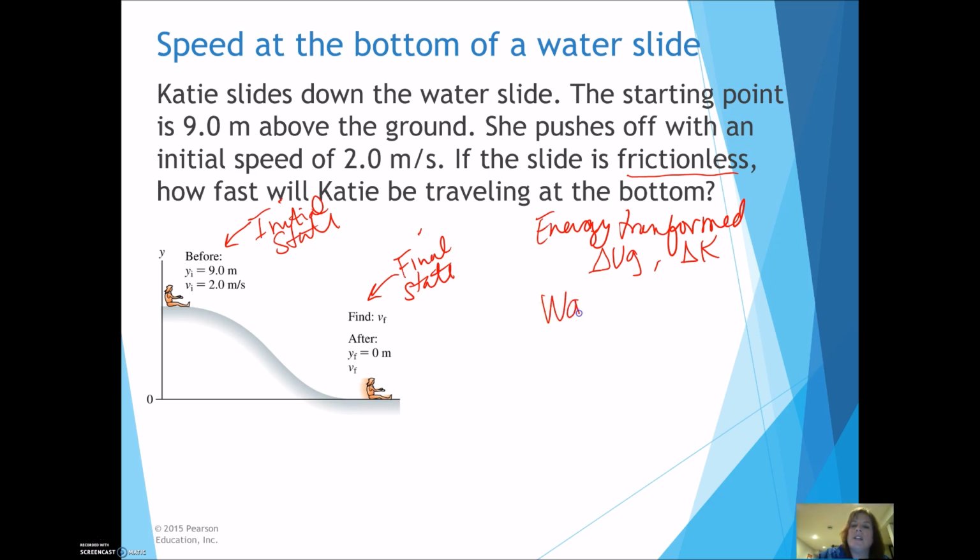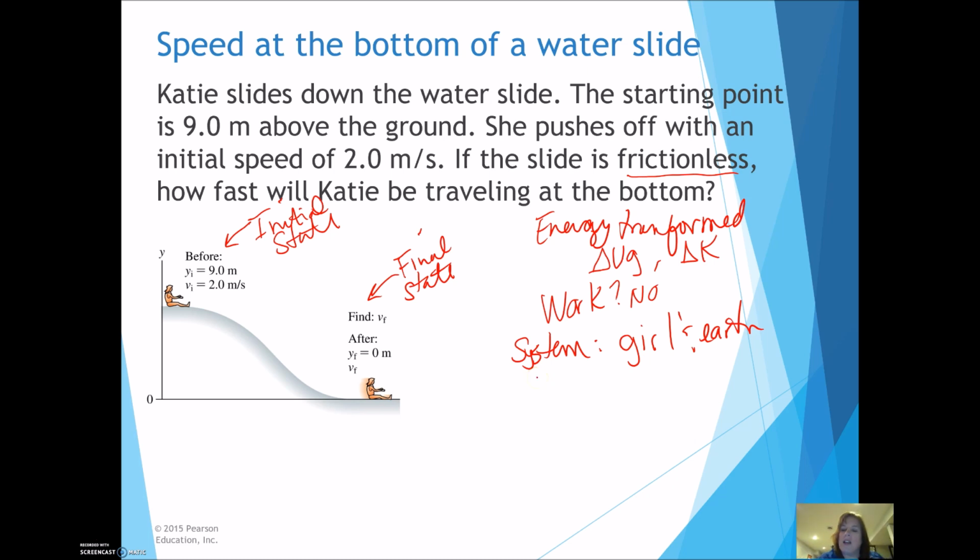Is there work being done? Are there any external forces? Well, if it's frictionless, then the answer to that is no. So in my system, I'm going to put the girl, Katie, and the earth. We could put the surface of the hill in, but it's frictionless, so there's no work being done there. We're just going to make this simple: girl and earth.